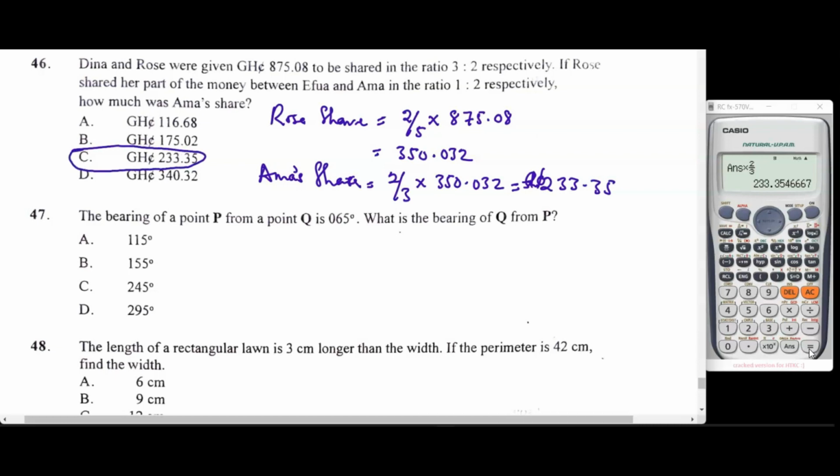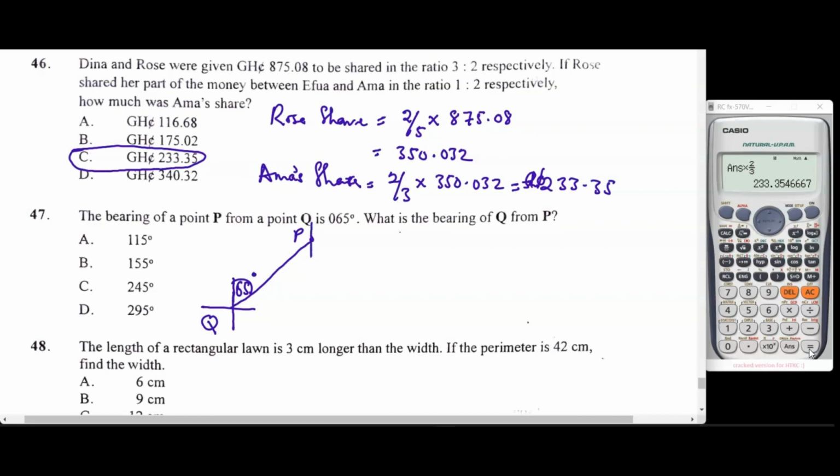Possible answer C. Now we have a bearing question here. It says the bearing of the point P from Q. So we are at Q. So let me draw Q here. 65 degrees will lie in the first quadrant. So from Q it leads me to P, because we're going from Q to P. What's the bearing of P from Q?